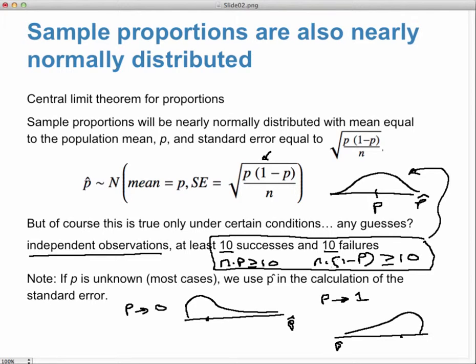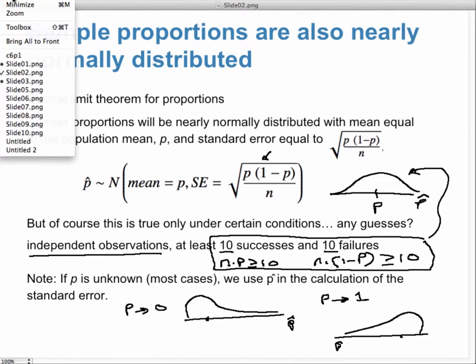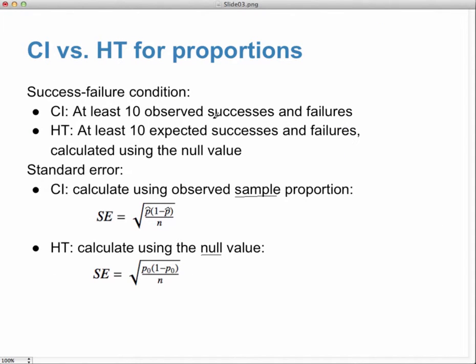So when we go to use the techniques that we're going to be developing in this chapter, we always need to check the success failure criteria and make sure that indeed the sample size was large enough to be able to use the normal approximation. Okay, so let's go take a look at what we just said, kind of in recap.